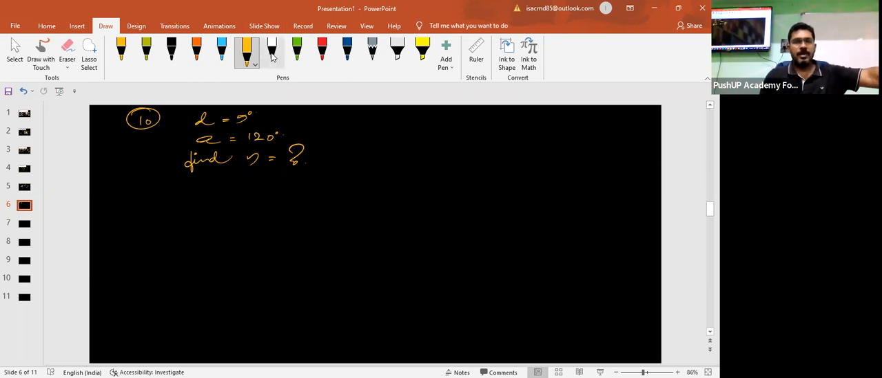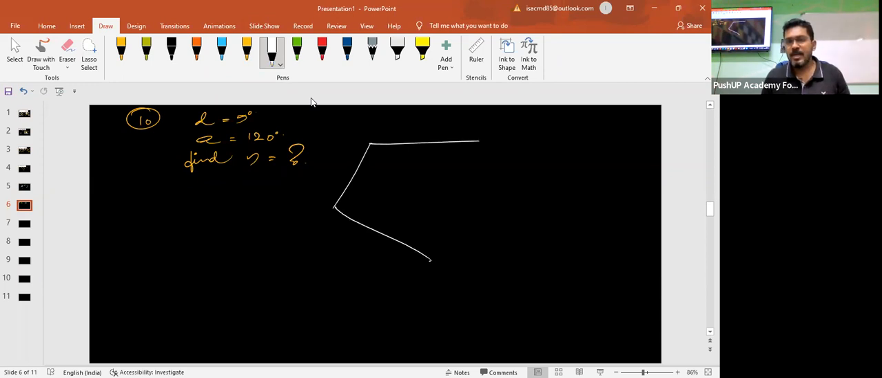Okay, let's start. Children, they are talking about a polygon. Now I don't know exactly how many sides this polygon has got, isn't it? See, if it was a square, I could have said it has got 4 sides. Pentagon, 5 sides. Hexagon, 6. Heptagon, 7. Octagon, 8. Nonagon, 9. Decagon, 10, isn't it?